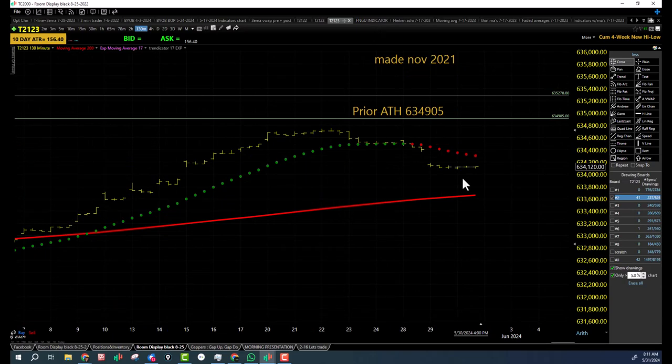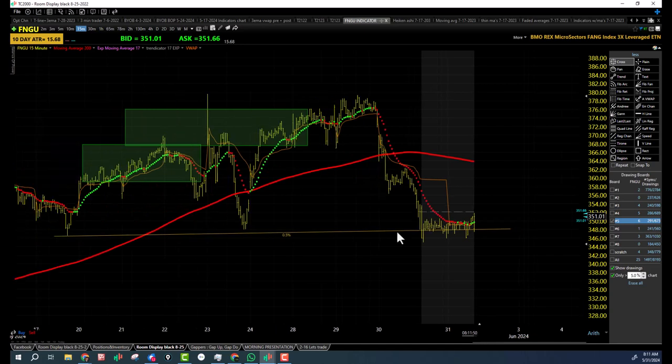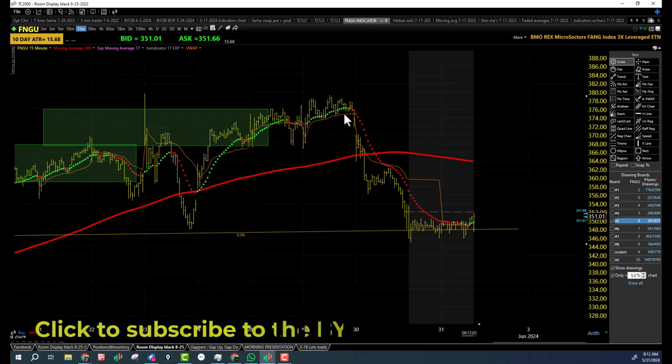All right, in the pre-market, we do have some signs of a little bit of bullishness, but we'll see how long it lasts. Okay, here's FNGU, yesterday's price action. From the beginning of the day to the end of the day, it was red. All right, so they fell. See, here's VWAP, this gold line. Well, they were under VWAP the whole day.